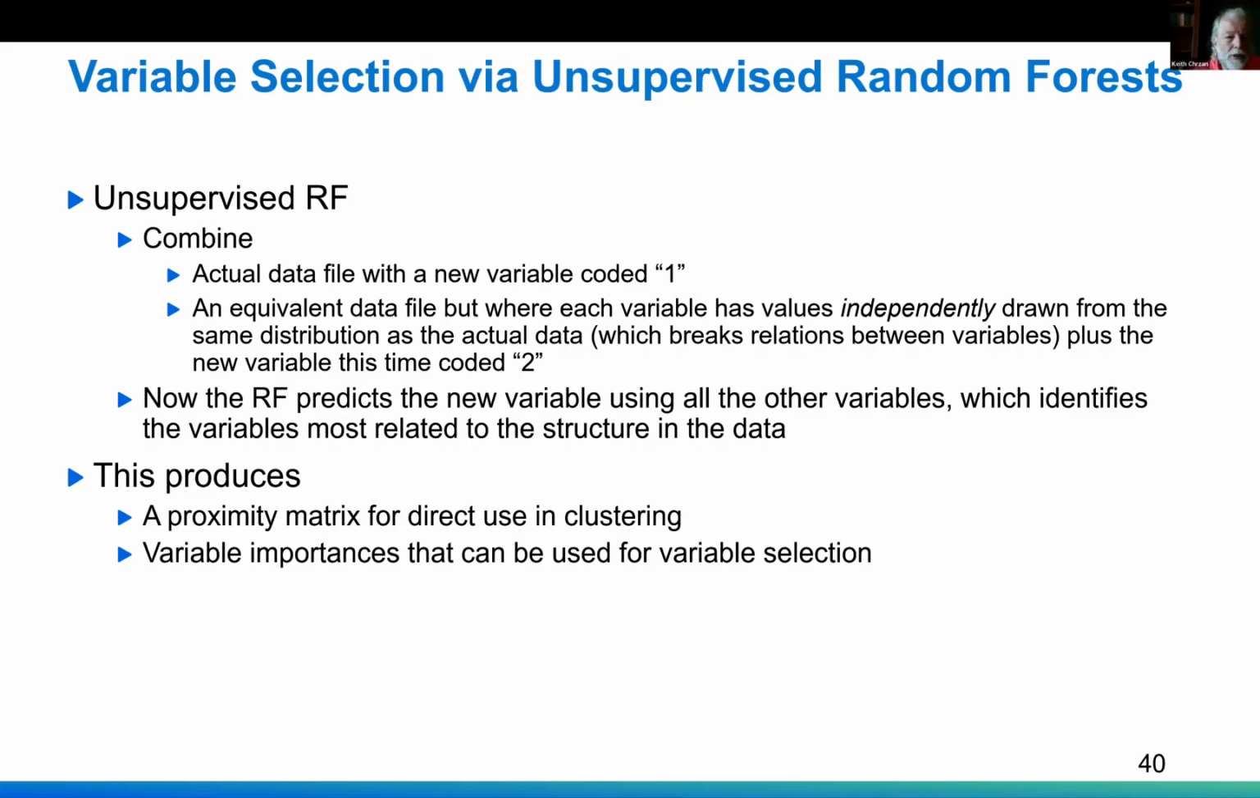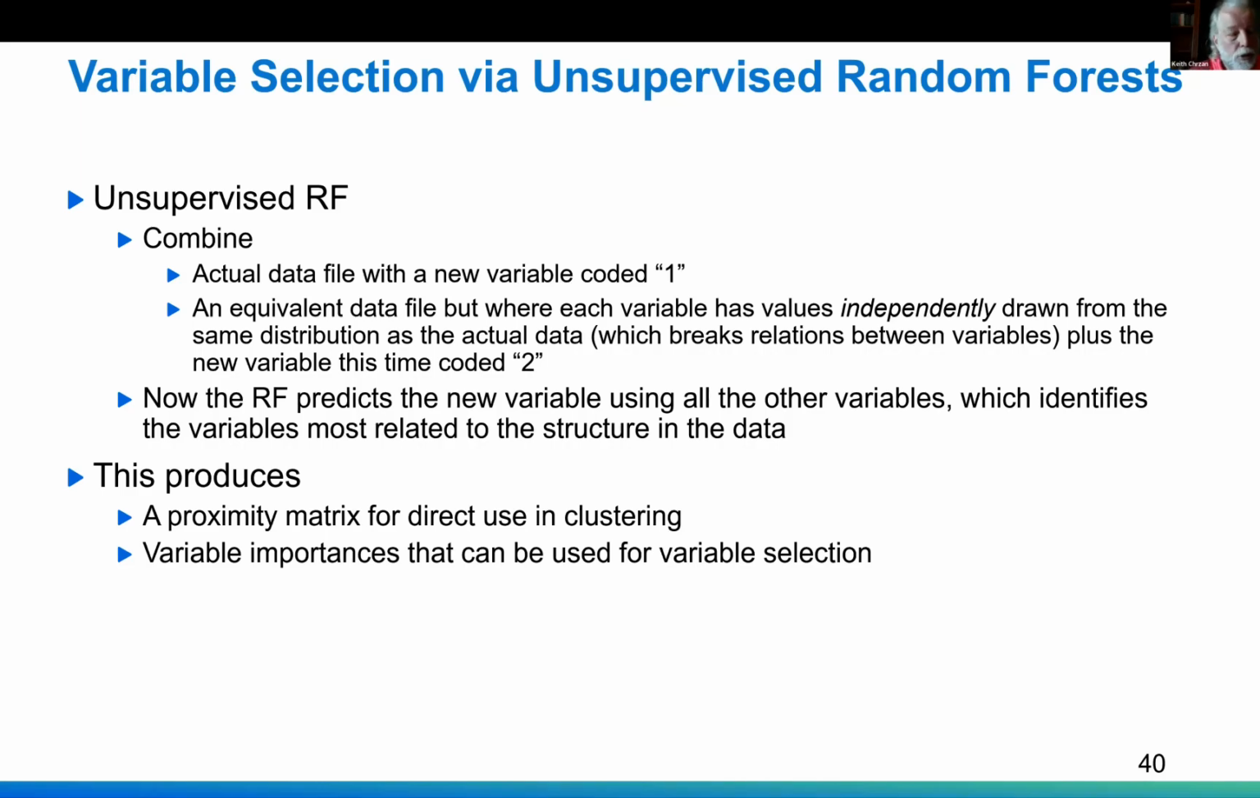What we're going to do is combine two data sets. We're going to take our actual data file and append a new variable that we're going to code 1. And then we're going to take an equivalent data file, but each variable has its values independently drawn from the same distribution that variable has in the actual data. By independently drawing the variables, this breaks all the relations between the variables. It breaks all the structure in the data. To this second data file, we're going to add the new variable and code it 2. And now we're just going to run random forests to predict that new variable using all the other variables. And this is going to quantify the importance of each other variable in terms of predicting the structure in the data.